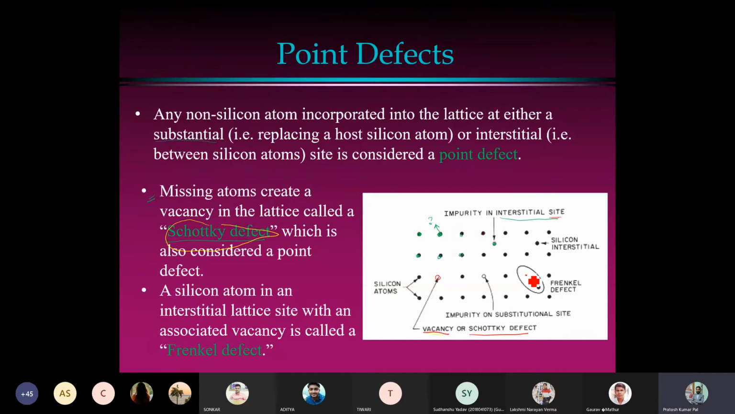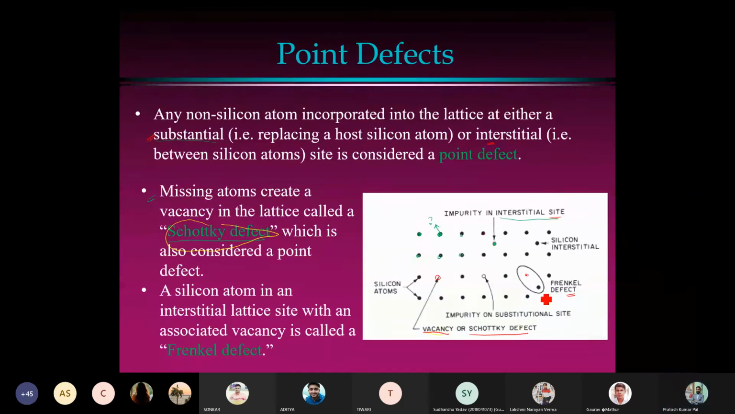So in point defects, we basically consider substitutional or interstitial locations. A defect can be present either at the substitutional site or at the interstitial site. If at the substitutional site there is no silicon atom, that defect will be called a Schottky defect. In the case of a Frenkel defect, if a silicon atom has been removed from its position and is present in the interstitial space, that will be called a Frenkel defect.